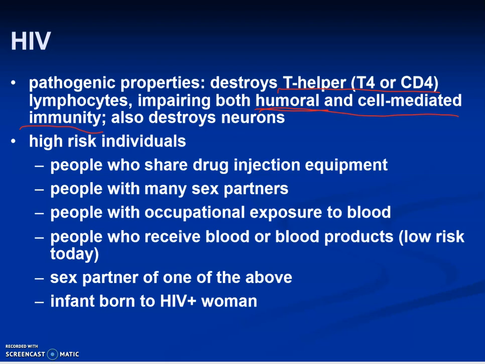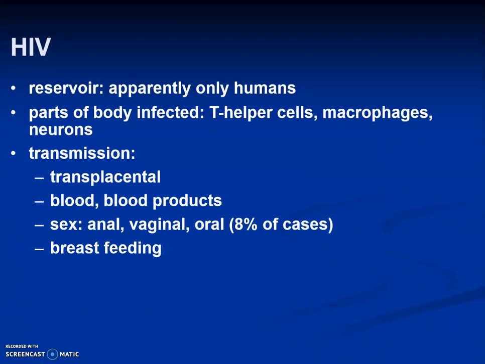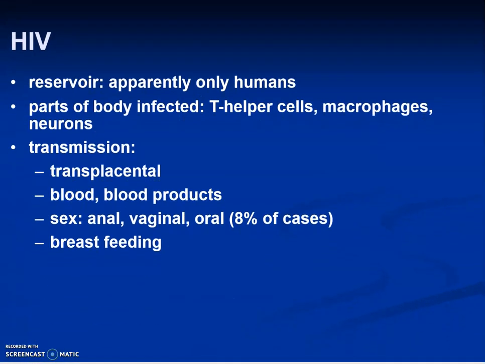People with occupational exposure to blood products, such as accidental needle pricks, and people who receive blood or blood products, that risk has been pretty much eliminated because all these blood donations are always being tested. And if you are born to an HIV positive woman, the infant has a pretty high chance of also being HIV infected. And of course, if you're the sex partner of one of these high-risk people, then you also have a higher risk. The reservoir for HIV is apparently only humans.